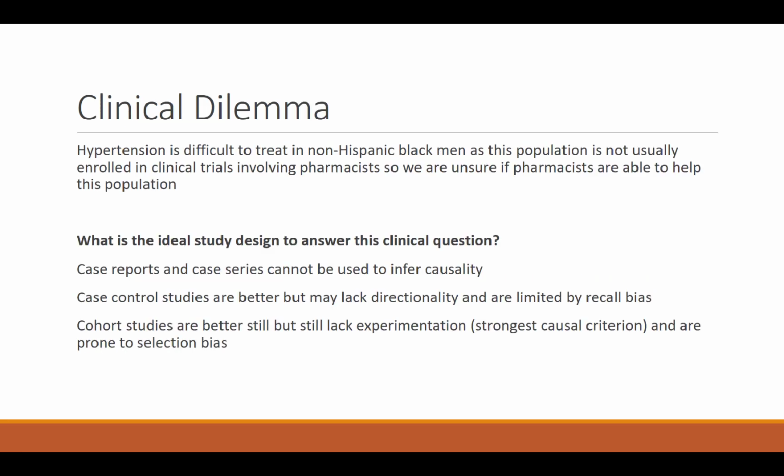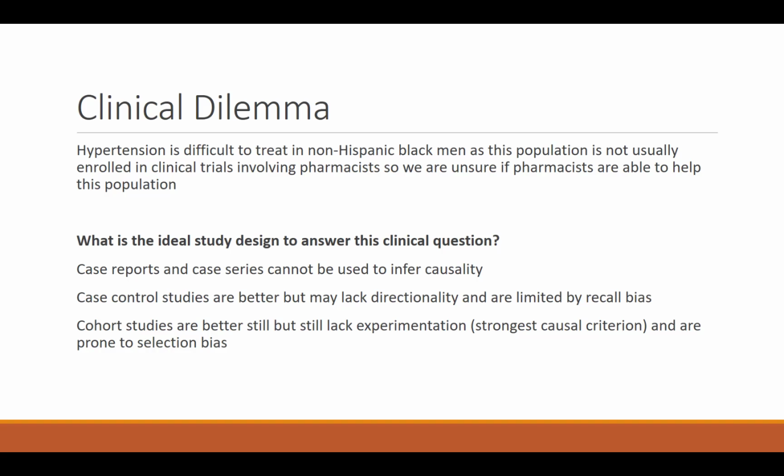We've talked in previous lectures of how randomized controlled trials are the most effective study design for making a causal argument about an exposure and a clinical outcome. Let's look at this in the context of hypertension in non-Hispanic Black men. We look at this population because they're not usually enrolled in clinical trials and they're not usually linked to healthcare as well as some other populations. So we're unsure if pharmacists are able to help this population in an outpatient ambulatory setting.